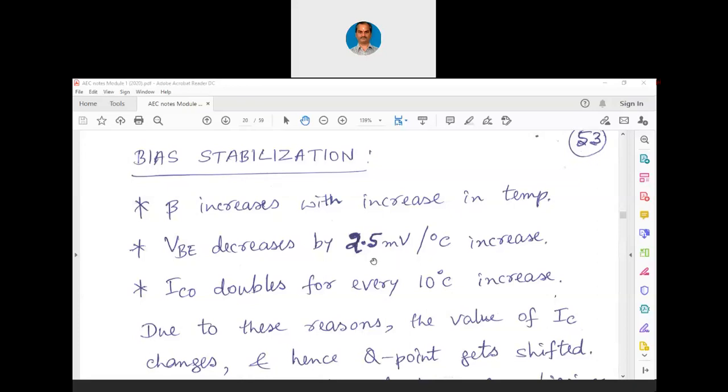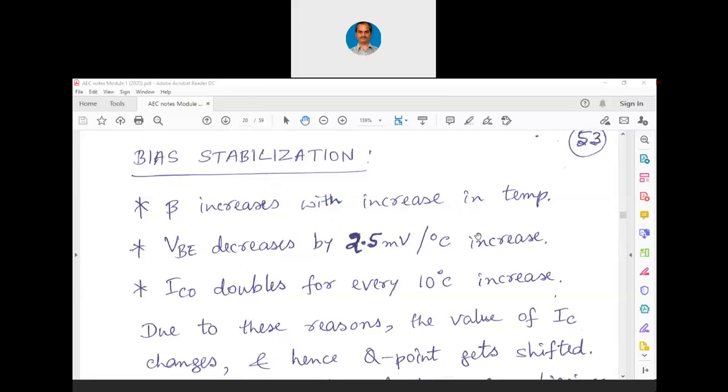So wherever there is non-linearity, whenever this current is increasing, resistance is reducing. Whenever the resistance is reducing, the voltage drop across the PN junction is reducing. So, to some extent they have quantified the change in these values, and they have found out that VBE decreases by 2.5 millivolts per degree centigrade increase, and ICO doubles for every 10 degree centigrade increase. Now, if this is the case, how does our circuit remain stable? Naturally, the circuit will not remain stable.